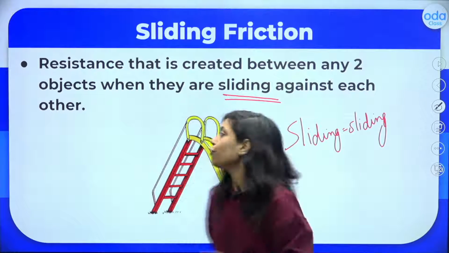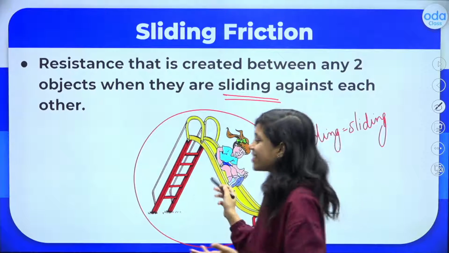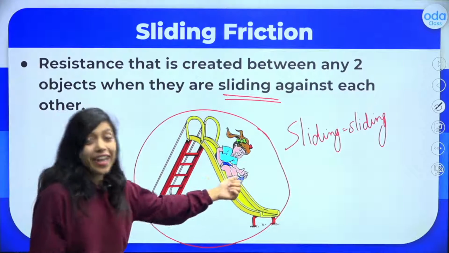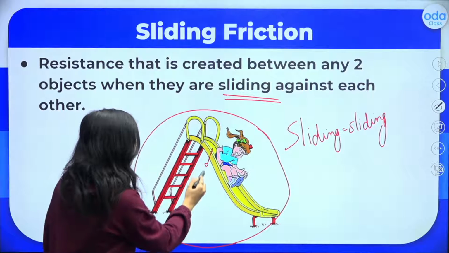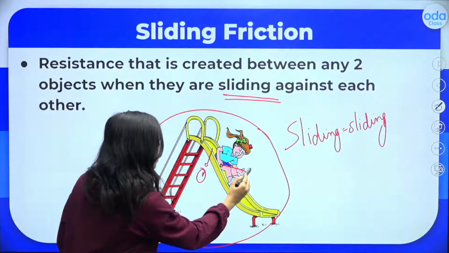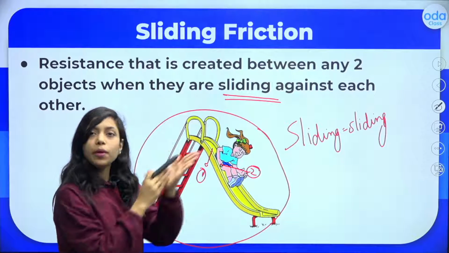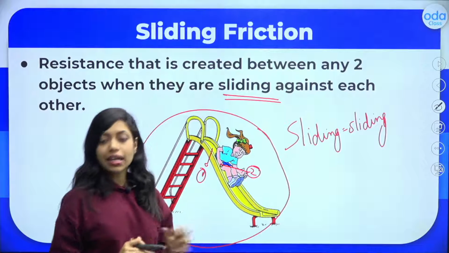I hope all of you have played this game in your childhood. Yes, now also you guys might be playing this, right? Slide. I used to play a lot when I was a child and I used to get hurt a lot also. So here this is surface number 1 and this is surface number 2, right? Our body. So there is a sliding movement between the slide and our body, right? So that friction is called sliding friction.